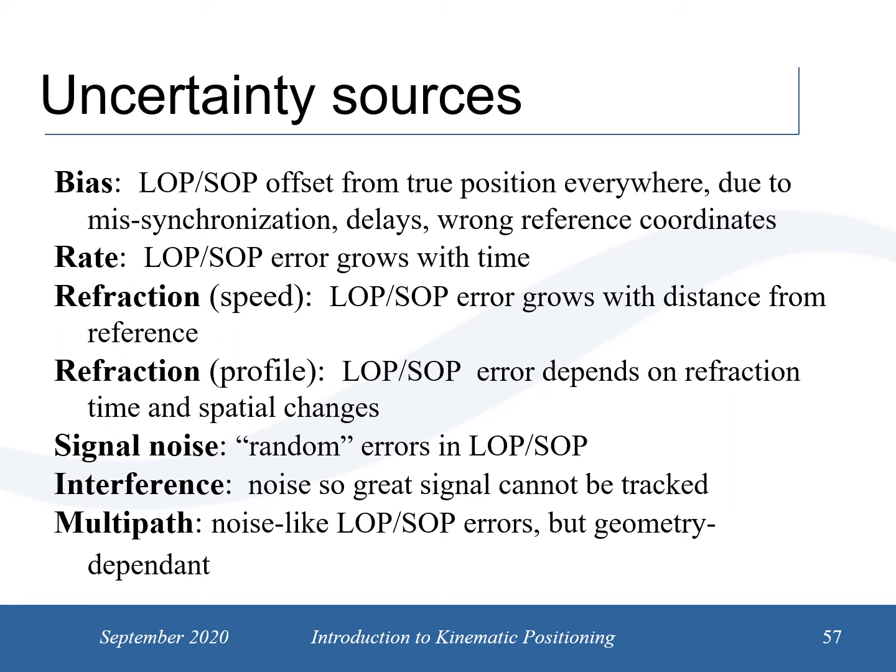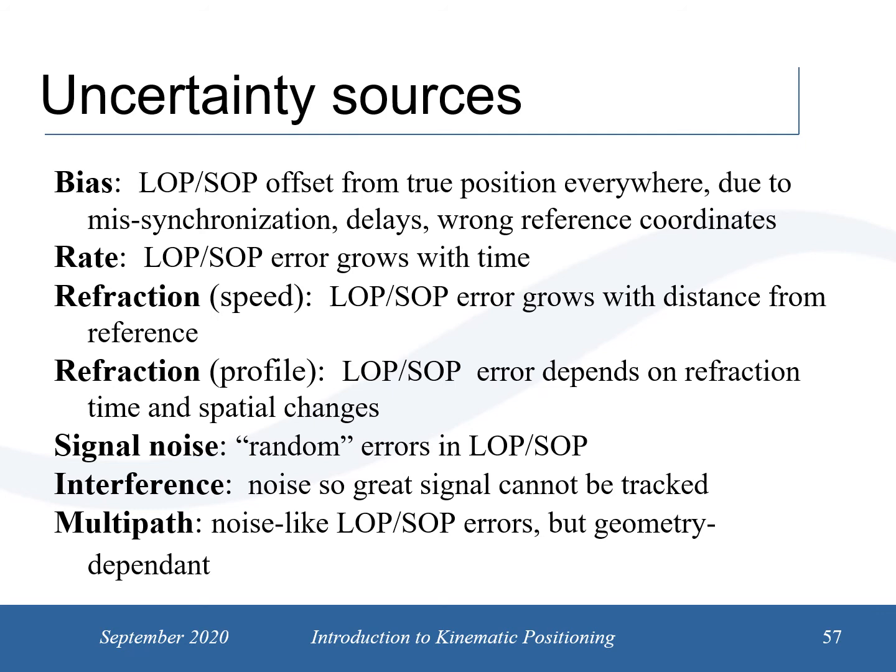We have the rate, in which case the error associated with line of position and sphere of position grows with time. We have refraction. There are 2 types of refraction: refraction dealing with speed and refraction dealing with profile. In the speed case, the error grows with distance from the reference. In the profile case, the error depends on refraction or spatial changes.